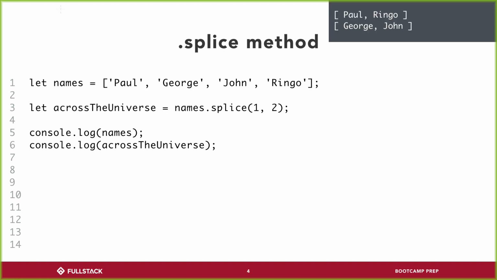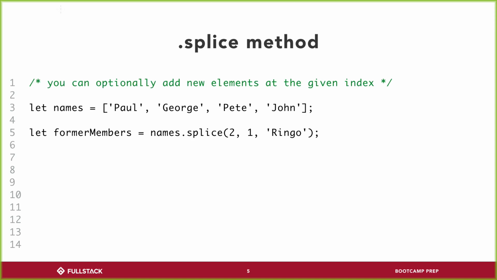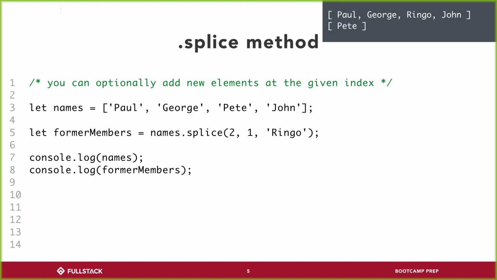So yeah, back to splice. The first argument is the index you start at, and then the next argument is how many you want to remove. You can also add new elements. So in this case, you splice at 2, so you remove Pete, but then you add Ringo. So yeah, Pete gets removed from the original array, but it added Ringo in his place.